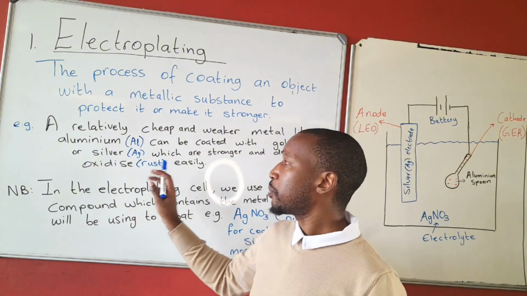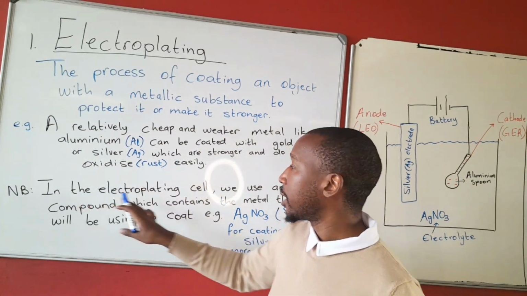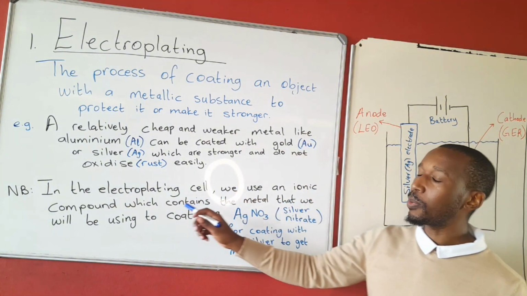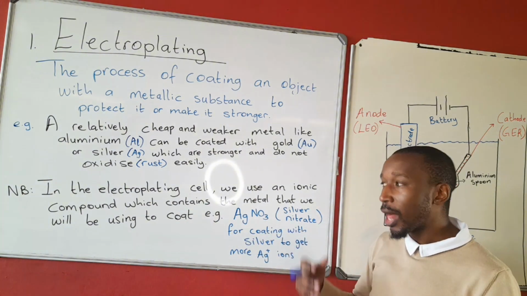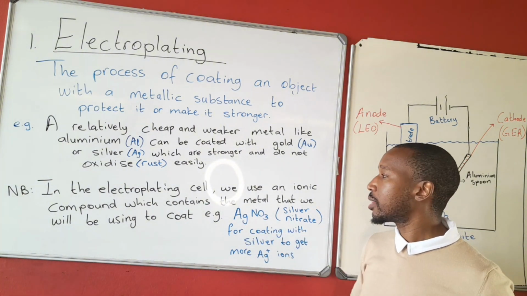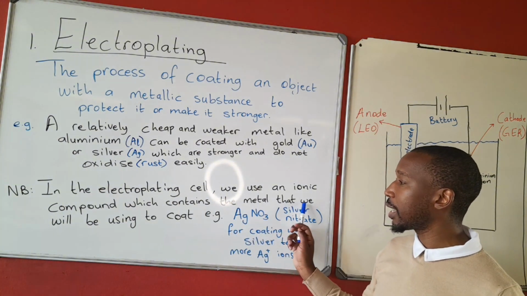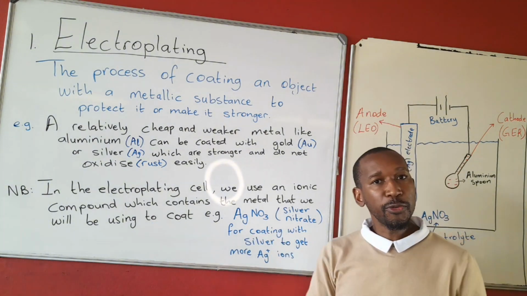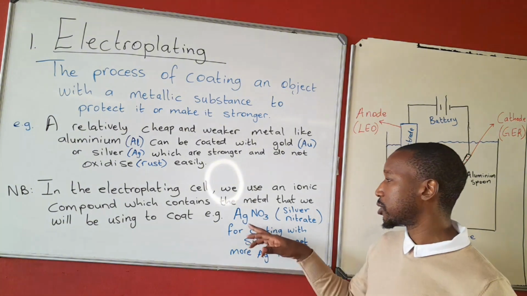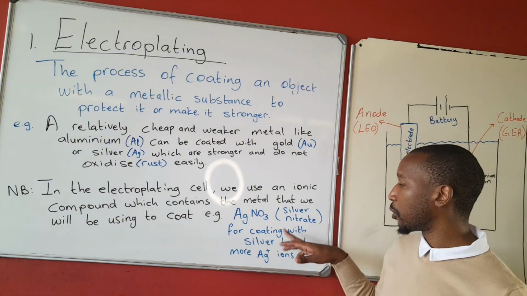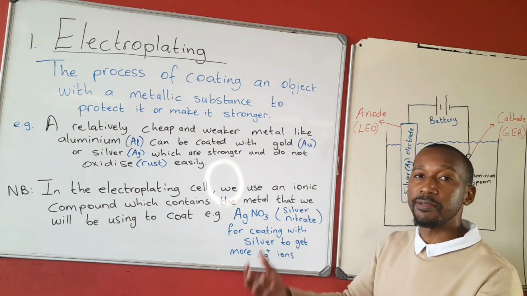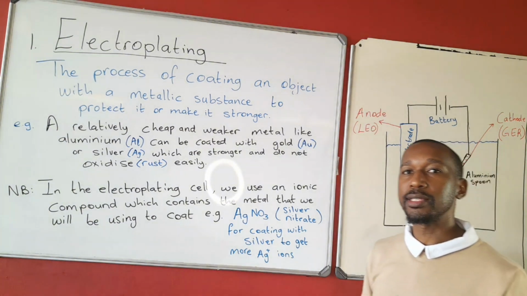Now, it is very important to understand that in the electroplating cell that we are going to be using, we will need an ionic compound that is chosen specifically to help us, not to work against us. Therefore, we will want one that contains the very same metal that we are using to coat. For example, if we are coating with silver, we will generally use silver nitrate because we know that we will be able to get silver ions out of it such that it helps with the silver coating.